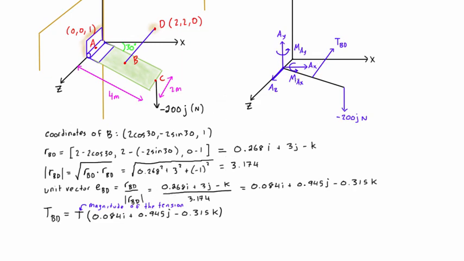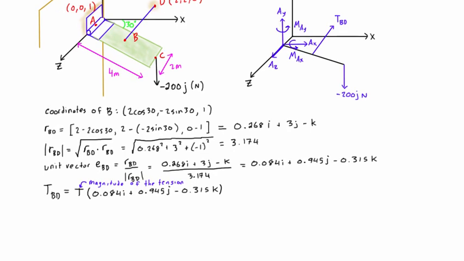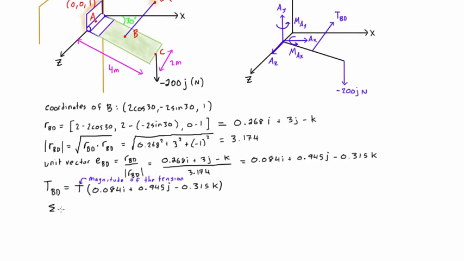Okay, now that we have tension in vector form, we have an expression for all of the forces that show up on a free body diagram, and now we can write the equations for the sum of forces in the three directions. So, for the sum of forces in the x direction, we will have the x component of the reaction force at A, so we have AX, plus the x component of the tension force, which is plus 0.084 times T. Because this is in static equilibrium, that is equal to 0.